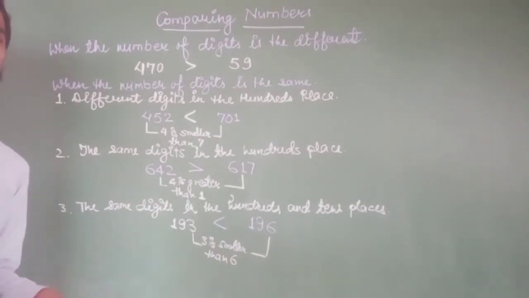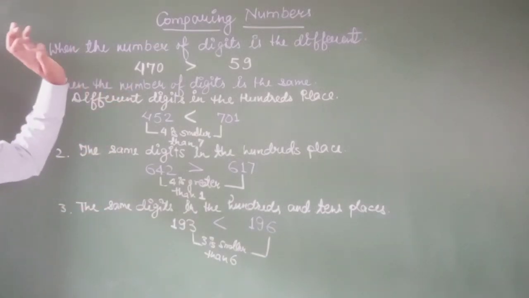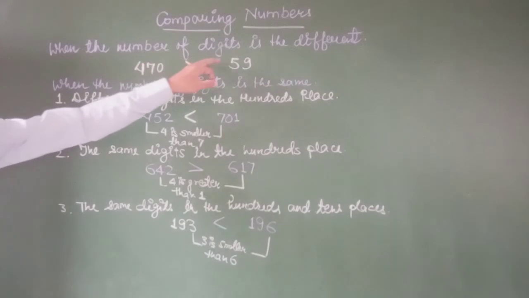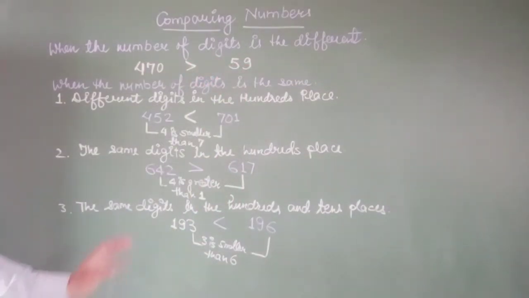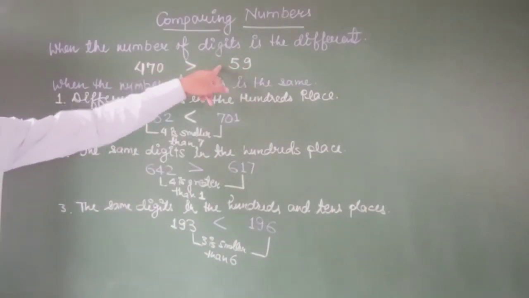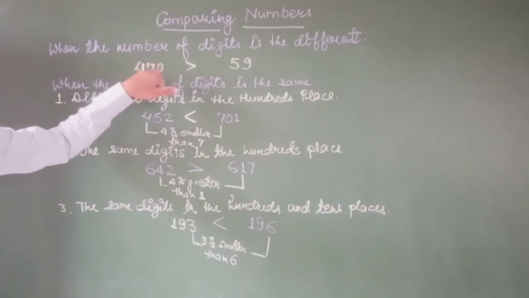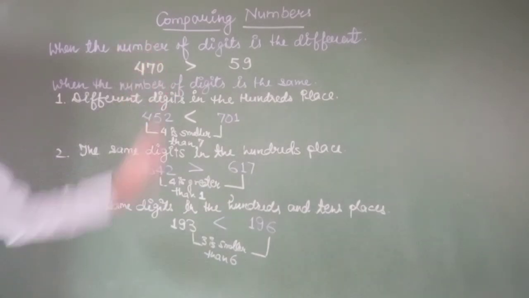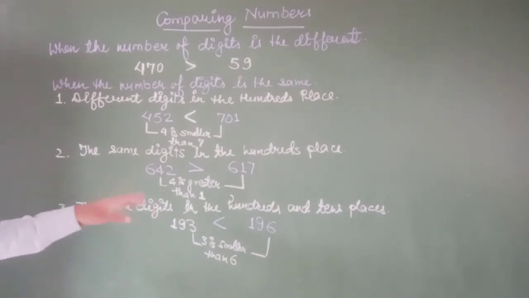So today's topic was comparing numbers, and in this topic we have learned when the number of digits is different. There was an example: Jumbo has 470 bananas and Mambo has 59 bananas. So 59 is a 2-digit number and 470 is a 3-digit number. So a 3-digit number is greater than a 2-digit number. So 470 is greater than 59. So Jumbo has more bananas than Mambo.